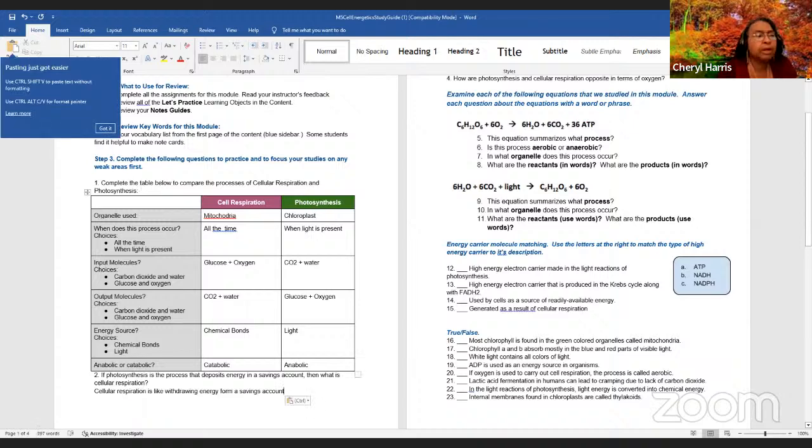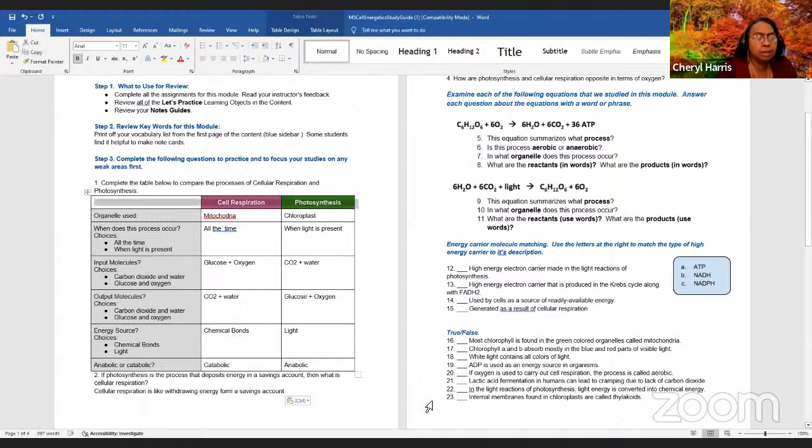Okay, so that's what you should have. Cellular respiration is like withdrawing the energy, and it should be from a savings account. Okay. All righty. Are we all good?